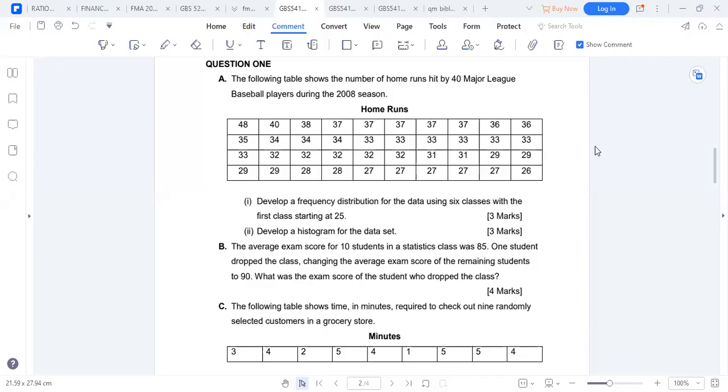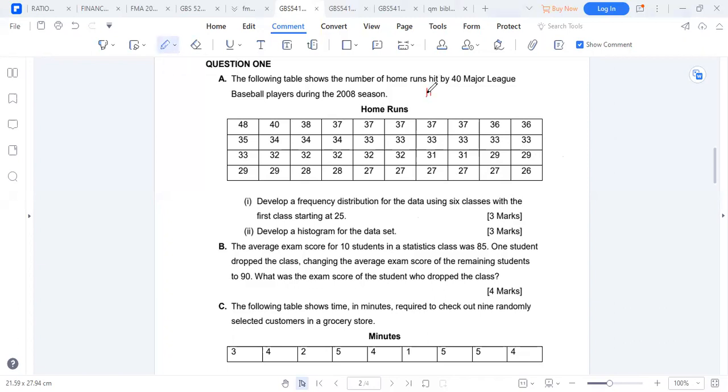So we're going to look at descriptive statistics for ungrouped data. When you're given data that is scattered like this, we have been asked to develop what is called a frequency distribution data set for this. So the first thing you need to do is to identify the highest and the smallest number here. What is our highest number here?